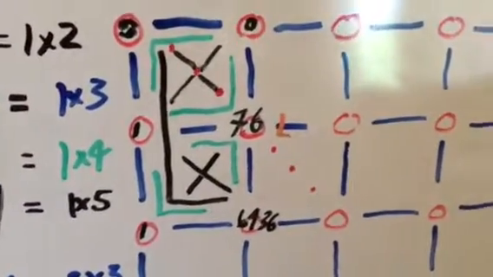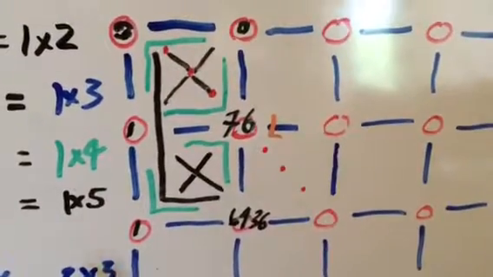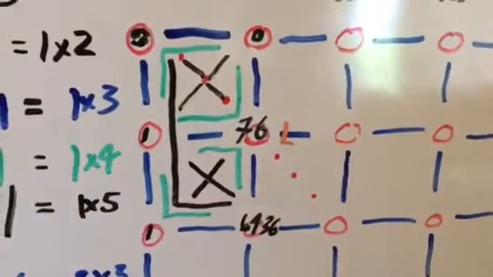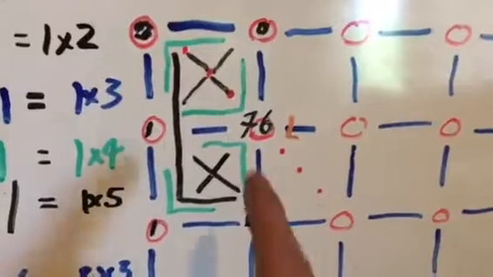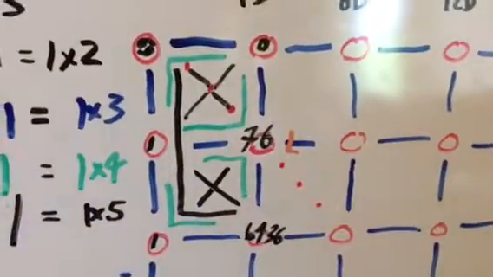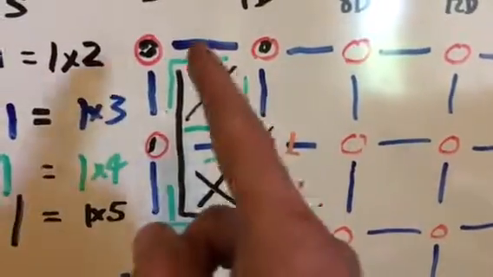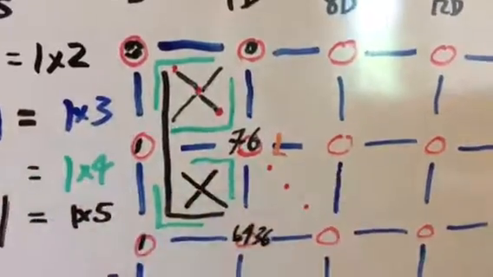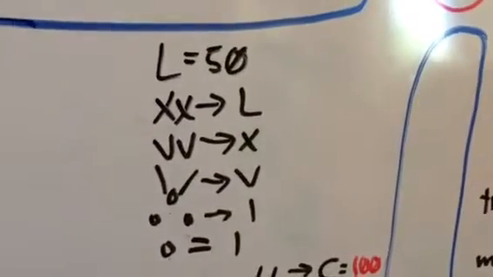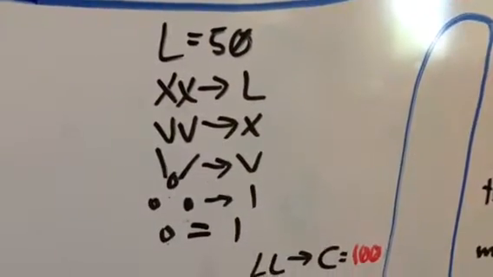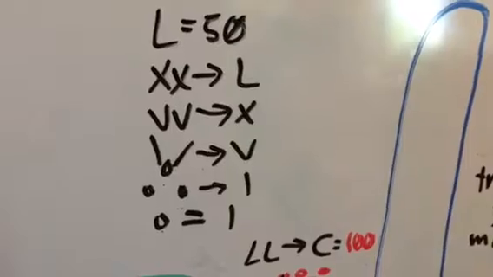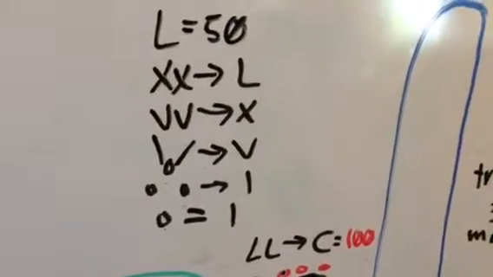Basically what we have here is pretty self-explanatory. There's your L, which is a 50. 2 X's are needed to make an L. 2 V's are needed to make an X. You need a line and a dot to make a V. And you need 2 dots to make a line. Your L is equal to 50. You need 2 X's to make an L, 2 V's to make an X, that to make a V, and 2 dots to make a 1. But a dot is equal to a 1 from a certain point of view.